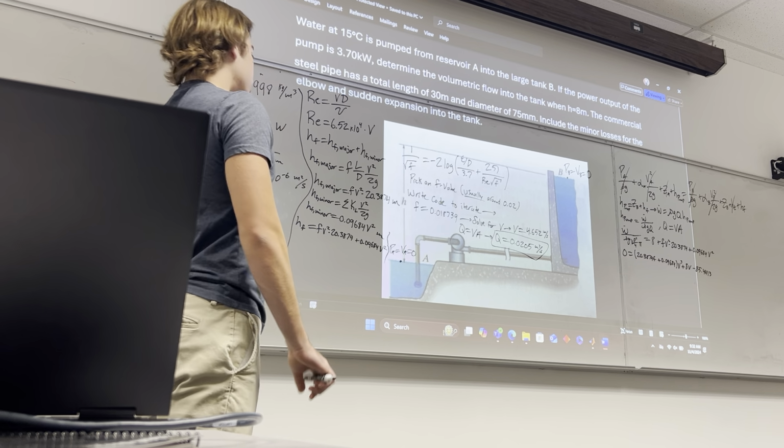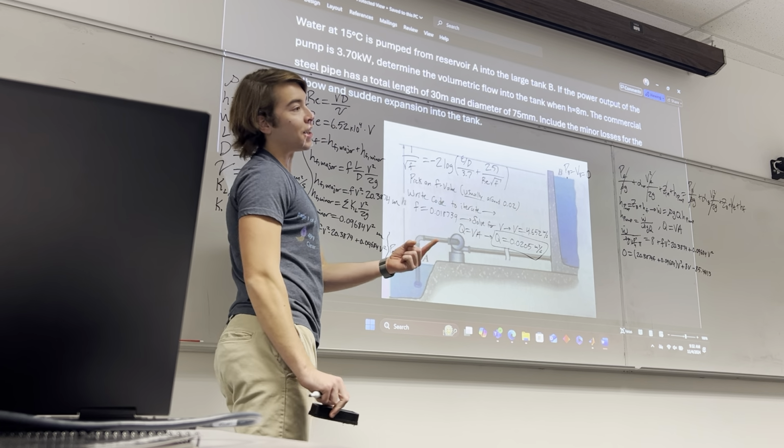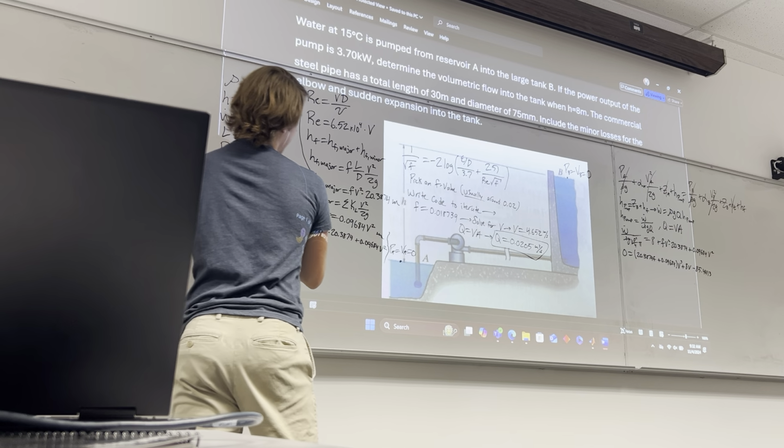Cool, all right. Here we go. Question 2 is a similar sort of vibe, but we can get a velocity and a Reynolds number straight out of the gate, so it's a lot better.